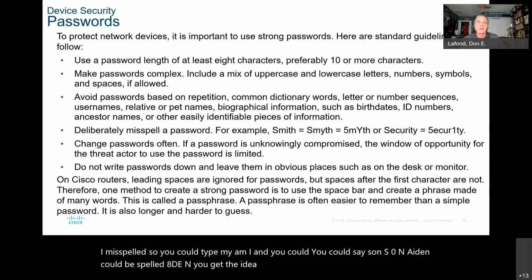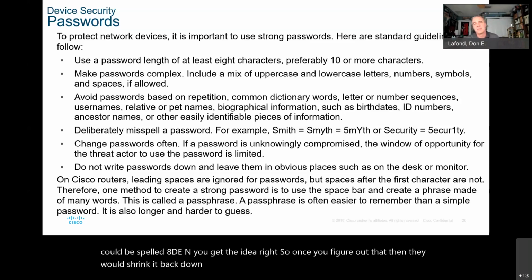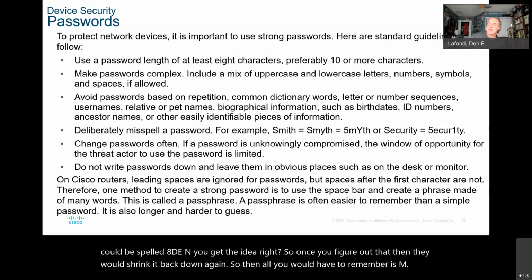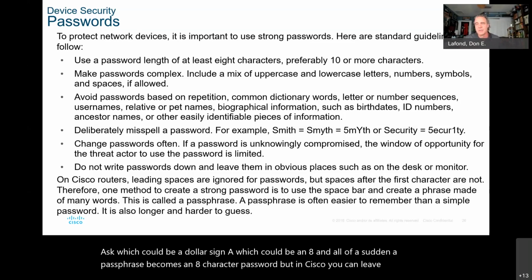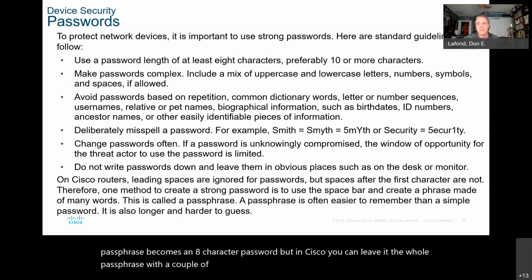So once you figure out that, then they would shrink it back down again. So then all you would have to remember is m s, which could be a dollar sign, a, which could be an 8, and all of a sudden a passphrase becomes an 8-character password. But in Cisco, you can leave it the whole passphrase with a couple of intentional misspellings. Obviously, it would be a challenge for anybody to guess a password like that.